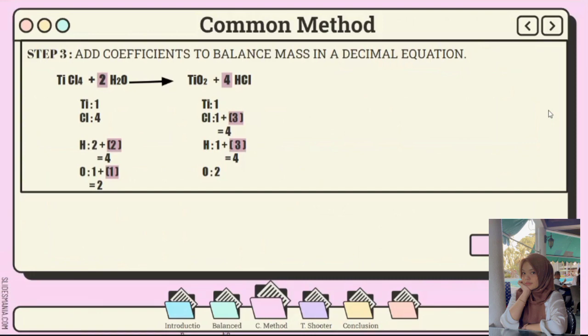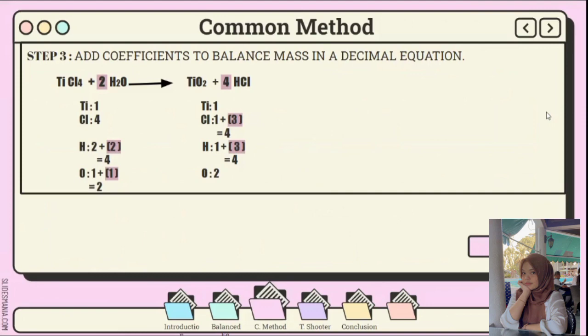Add coefficients to balance mass in the chemical equation. So basically we have to make the equation balanced. So first let us look at the titanium. We can see that both sides of the titanium's number are balanced. They have 1 atom each. Now let's move to the chlorine.